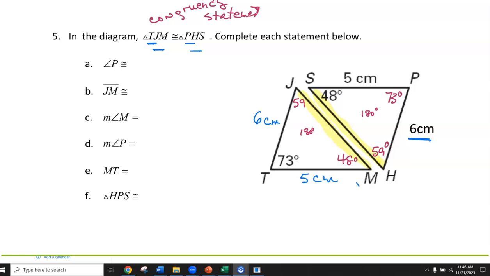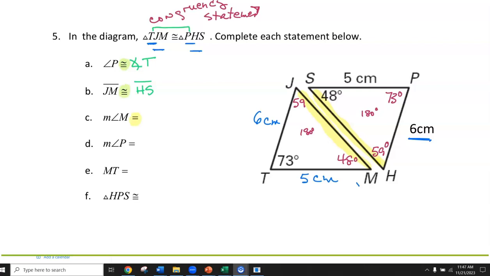Okay, this says angle P is congruent. So I want to know what angle it is congruent to, and they're the first pairs. So angle T. Okay, line segment JM is congruent to what? JM is congruent to the last pair, HS, and I use my line segment symbol. Okay, look what's changing.